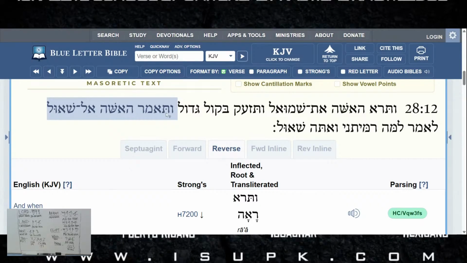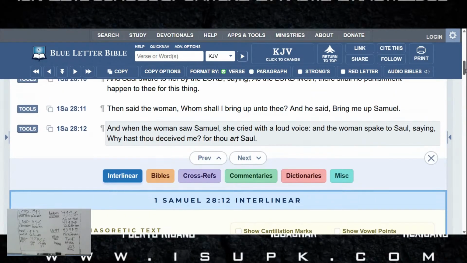And this is why Tha is a tense. Could be saying you, it could be saying she. I would go with she because after this is the word ha-asha, saying the woman, right? Asha is woman or wife, right? The woman, and then al would be to, and then sha'al will be Saul. Let's see what it's saying in English.